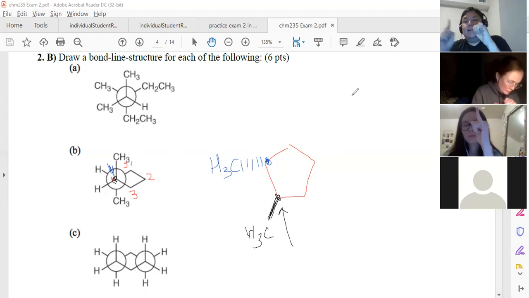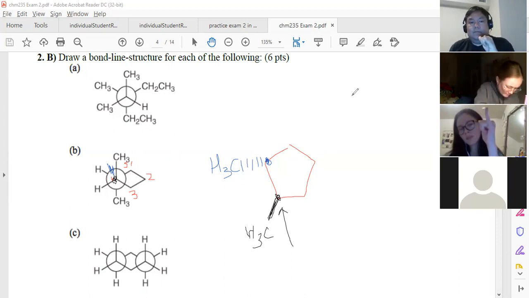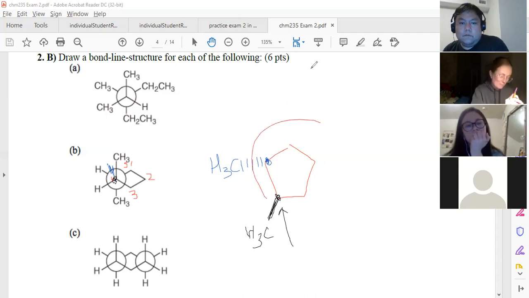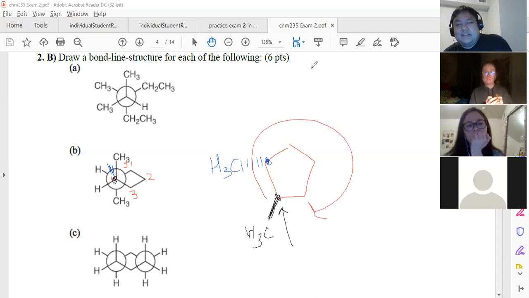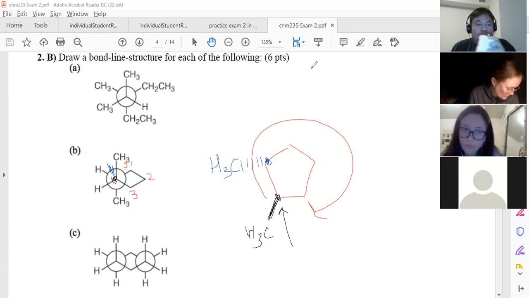Am I going to go to the right to come back, or am I going to go to the left? Looking at this picture. To the right. Yep. So if I go to the right, I'm going like that. So I have to be consistent that way. Does that make sense? Yes. So that's why you have to pay attention to that.